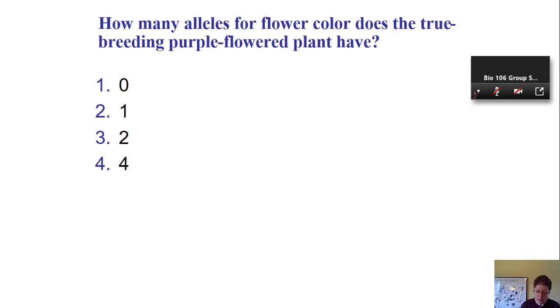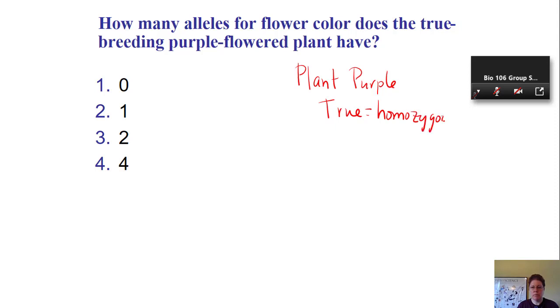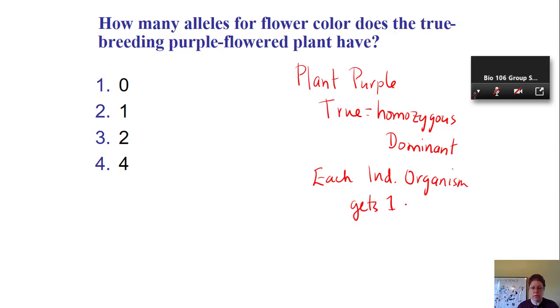Okay, so if you have your plant, well, here's your plant. All right, and it's purple. And it's true breeding. Well, that tells us that it must be homozygous. All right, if it's purple, that tells us it must be homozygous dominant. Right, and we also know that each individual organism gets one allele from each parent.